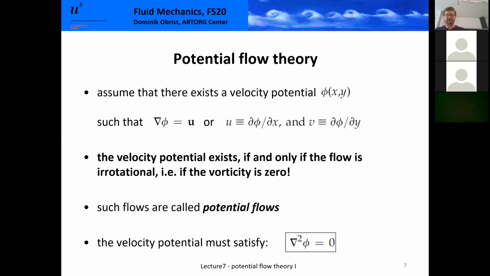And the potential, and that's why it's called a potential, has the property that the gradient of this potential phi, which is the typical variable we use, is equal to a velocity u. So what does that mean? Let me draw a little picture on the blackboard just to get this idea straight.